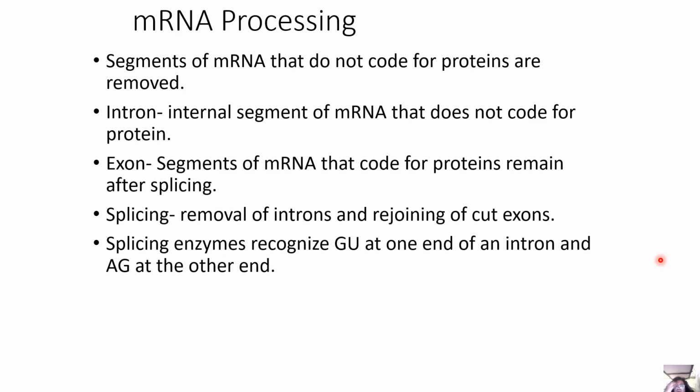Segments of mRNA that do not code for proteins are removed. Internal segments of mRNA that do not code for protein are introns, and segments of mRNA that code for proteins are exons. Typically, the exons remain after splicing, with the removal of introns and joining of the exons. The enzymes recognize G at one end of an intron and AG at the other end.